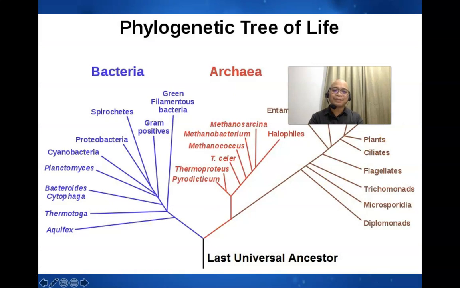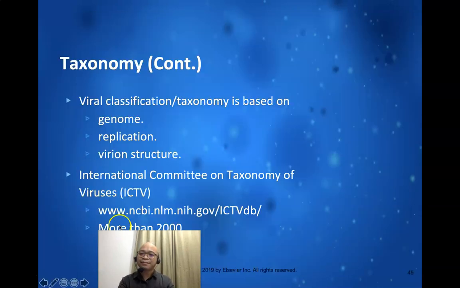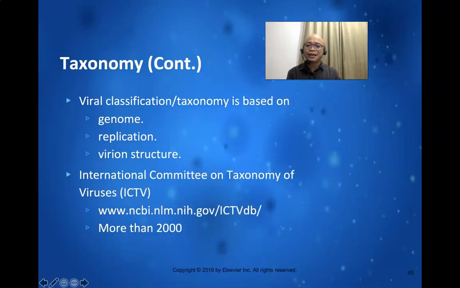Okay, because of taxonomy, we can now actually classify microorganisms. So we now have three domains: the Eukaryote, the Archaea, and the Bacteria. These are now the three domains. And because of taxonomy, viruses may also be classified.